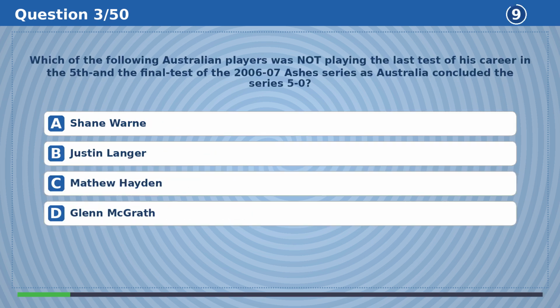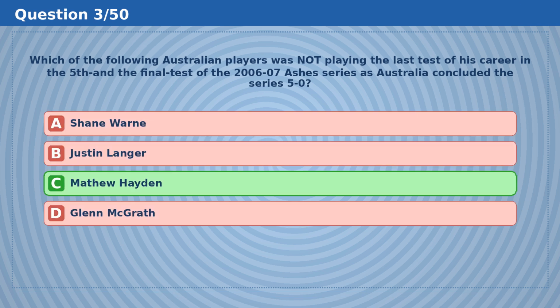Which of the following Australian players was not playing the last test of his career in the fifth and the final test of the 2006-07 Ashes series as Australia concluded the series 5-0? The answer is C, Matthew Hayden.